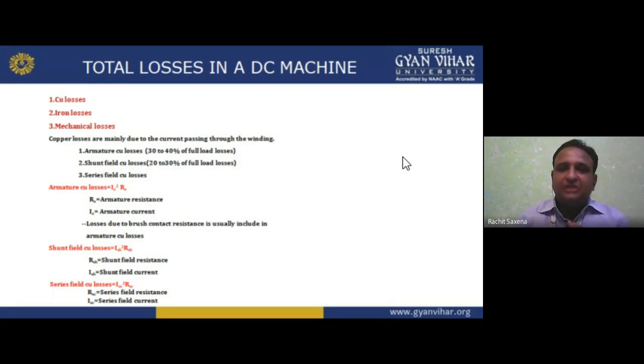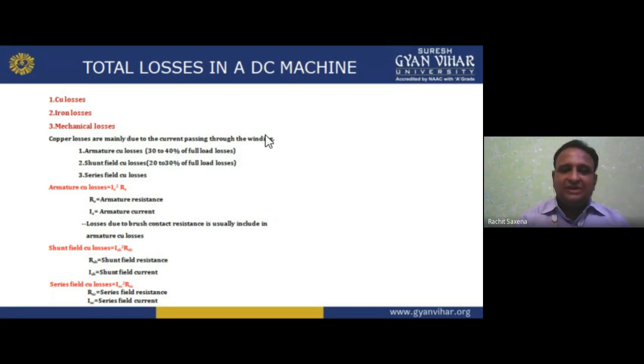So my dear student, this copper loss is not a special type of loss. It is basically the loss due to resistance, or we can say heat loss, power loss. So that is I square R. But if I'm talking about the machine's winding, we have the armature winding, so we can say Ia square Ra. If I'm talking about the shunt, then we can say Ish square Rsh. If I'm talking about the series, we can say Ise square Rse.